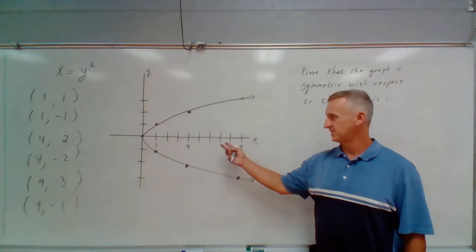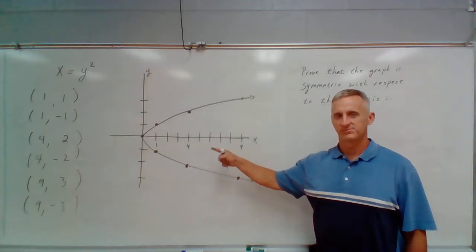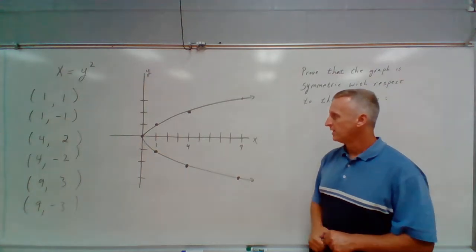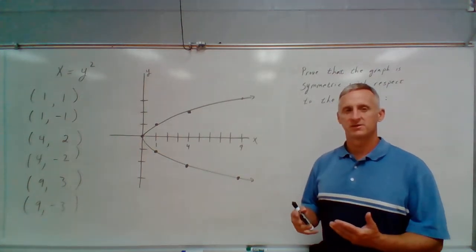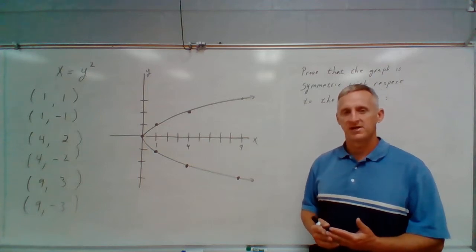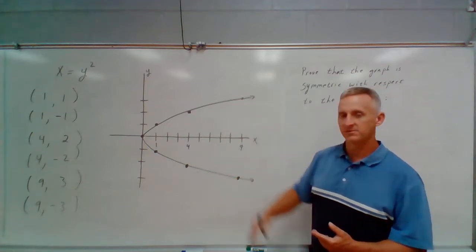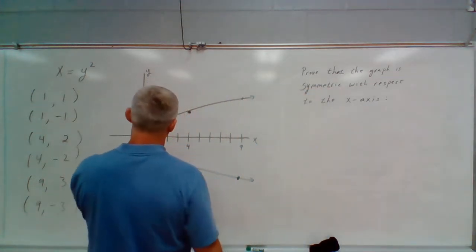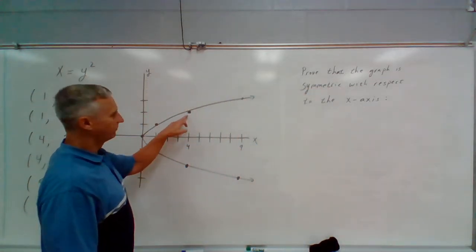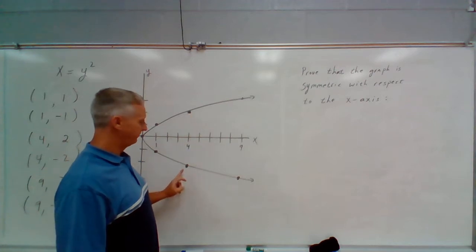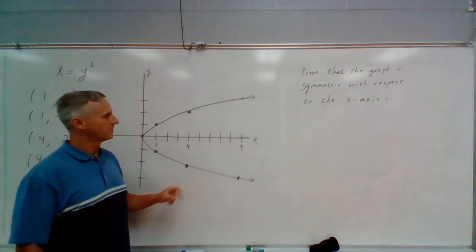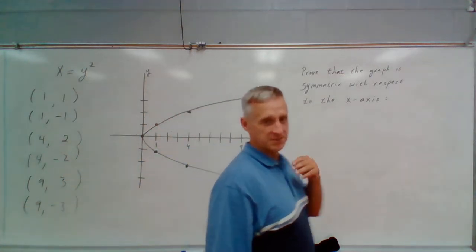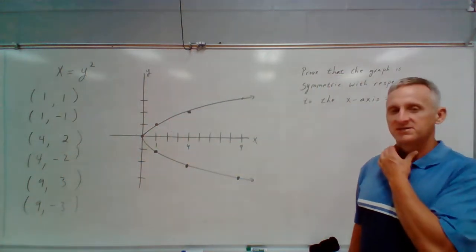Reviewing from a few days ago, is this a function? No, not a function. It fails the vertical line test. So is it symmetric? It's symmetrical around the x-axis, because if I folded this over, it would match up exactly. The point (4, 2) is on the graph. The point (4, -2) is on the graph. So we think it's symmetric with respect to the x-axis.